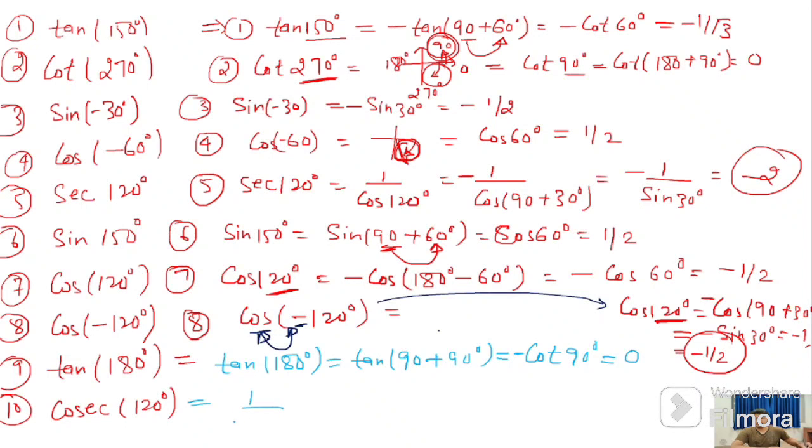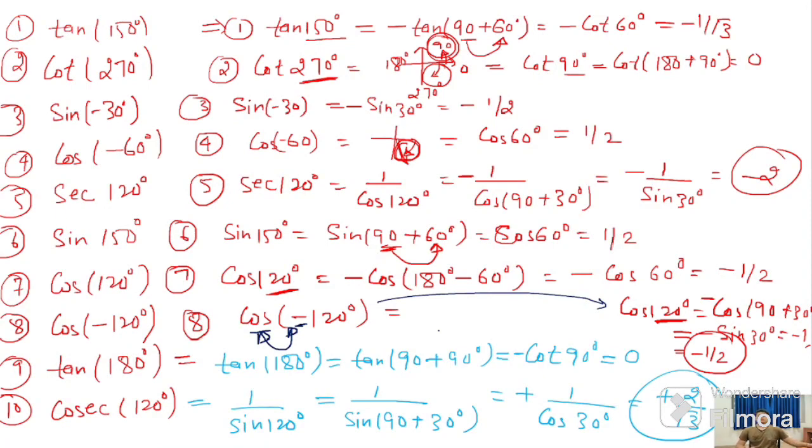Cosecant can be written as 1 upon sin 120 degrees, which equals 1 upon sin of 90 plus 30 degrees. In the second quadrant sin is positive, and sin is converted into cos 30 degrees, which equals plus root 3 by 2. This will be the answer. Got it? This is all about the trigonometric properties that we can use to find the values.